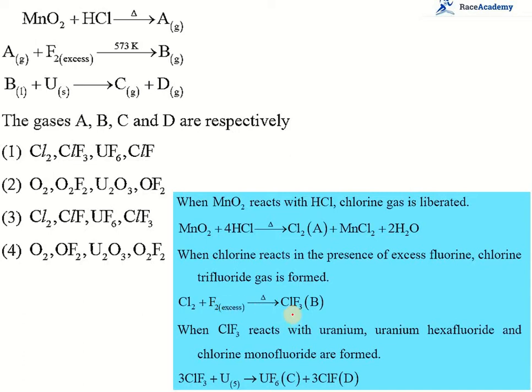When chlorine reacts with fluorine, chlorine trifluoride will be formed, which is also a gas, so B is a gas at 573 Kelvin. So Cl2, ClF3 matches with our first option. Coming to the third equation, ClF3 reacts with uranium, forming uranium hexafluoride, C, a gas, and ClF, chlorine monofluoride, which is also a gas. That means Cl2 is A, ClF3 is B, uranium hexafluoride is C and chlorine monofluoride is D. So the first option is the right option for this question.